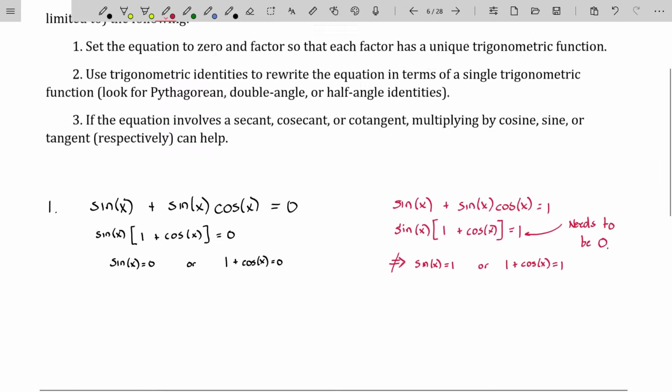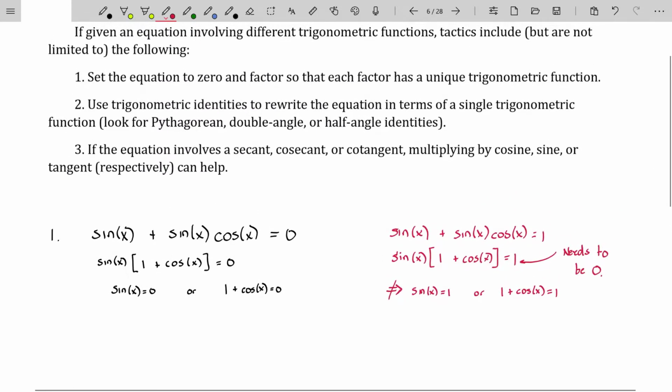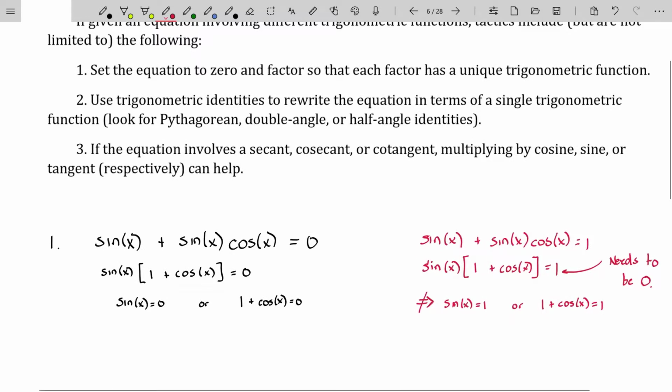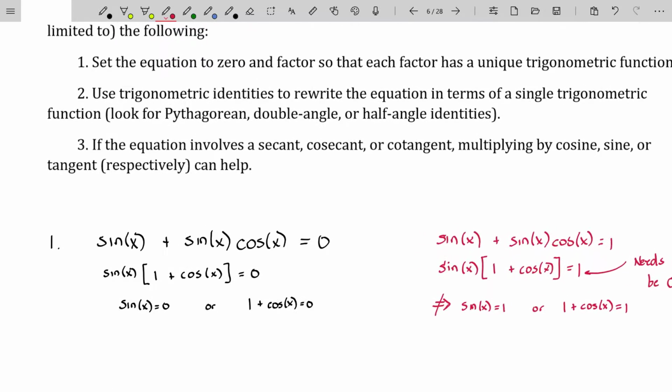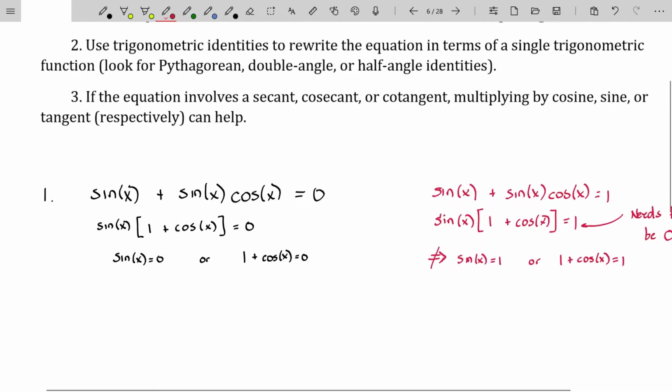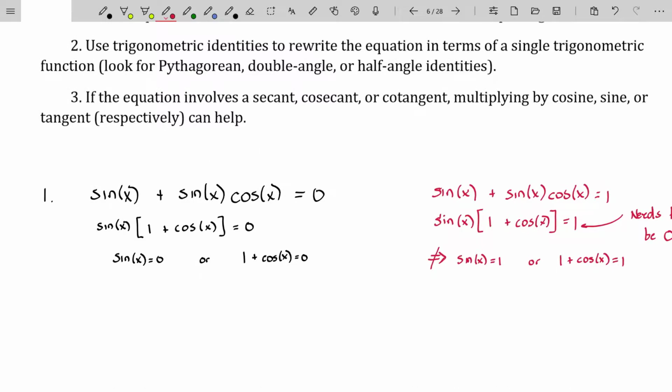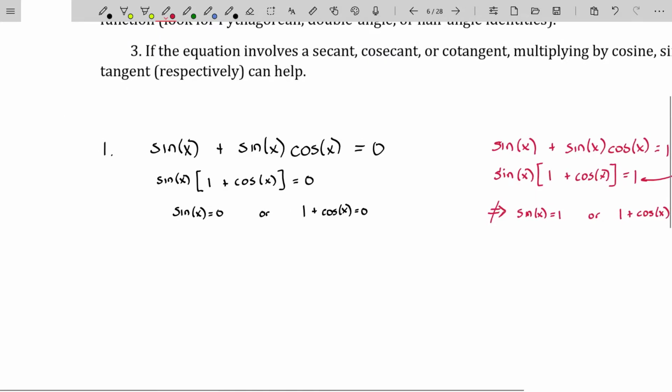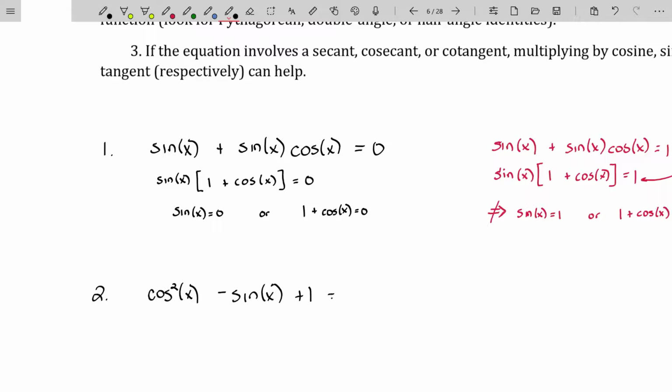2, another tactic. Use trig identities to rewrite the equation in terms of a single trig function. Often you're looking for Pythagorean identities, double angle identities, or half angle identities. An example of this, and I'm just making this up, would be something like cosine squared of x minus sine of x plus 1 is equal to 0 or something like that. Actually, let's make that a minus 1. It's better if it is.